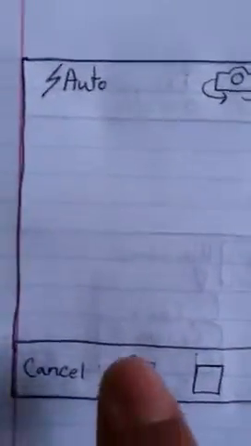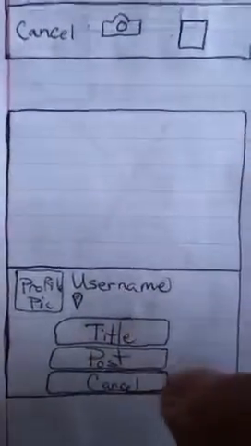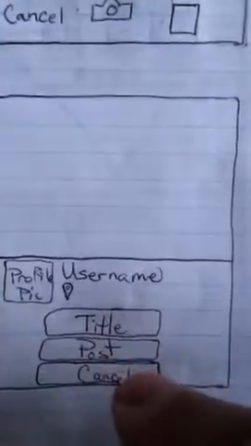So let's say you have taken a picture. It goes to this screen here, just like it already does. And your content would be right here. You would press use. Once you press use, this screen will pop up. This is a little bit different. Again, your picture would be here. Again, it would be your profile pic, your username, and where you're posting the content from. This would be title, post, and cancel.